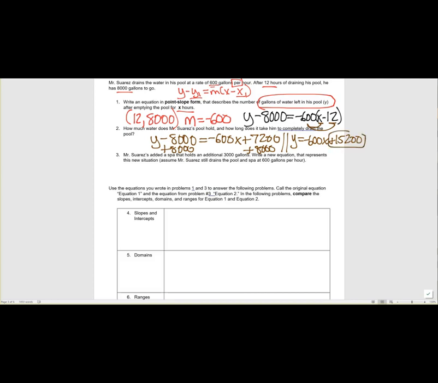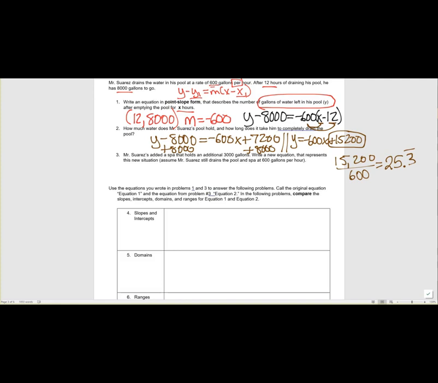So that 15,200, that's the amount of water in the pool at hour 0. That's the y-intercept. And so that would be the amount of water that it would hold. To answer the second part of this, we can take that 15,200, divide it by the rate that it's draining at, which is 600 gallons per hour, and figure out that it's going to take a total of 25.3 hours, or 25 1/3 hours, to drain the pool completely, meaning 25 hours and 20 minutes.